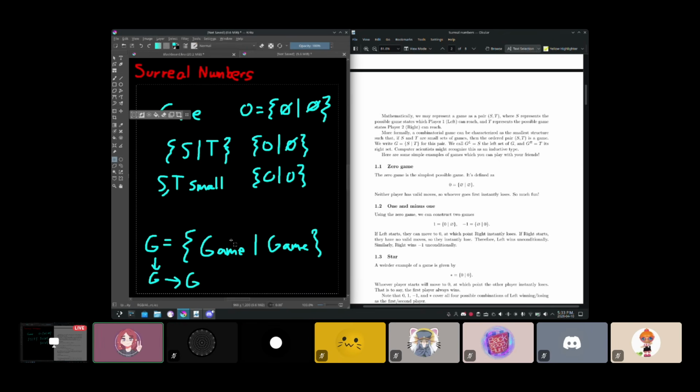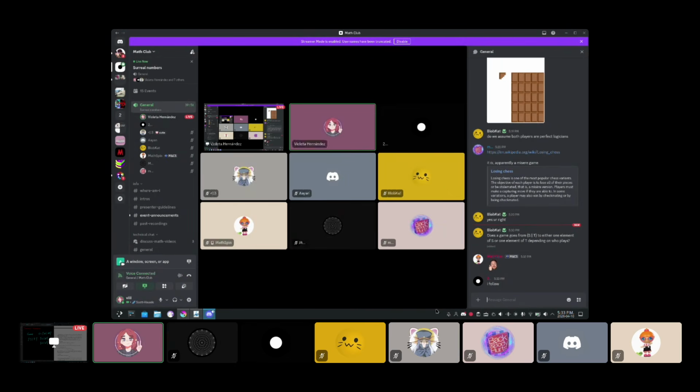Well, yeah, but I did have the question of whether everyone was on board with this inductive process that I was defining. Does the game go from S to T to either one element of S or one element of T, depending on who plays? Yeah, exactly. S are the options for the left player, or player 1, or whatever you want to call them, and T are the options for player 2 or right. In some games, S and T are always going to be identical. In some games, they might be completely different sets.